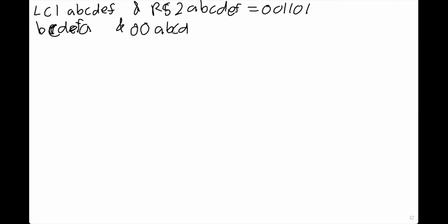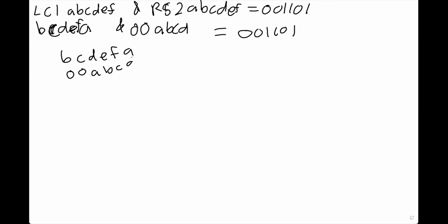And then you're supposed to simplify this. 0, 0, 1, 0, 1, 0, B, C, D, E, F, A, or 0, 0, A, B, C, D, 0, 0, 1, 1, 0, 0, A, B, C, D, E, F. In this case, B and E have to be.